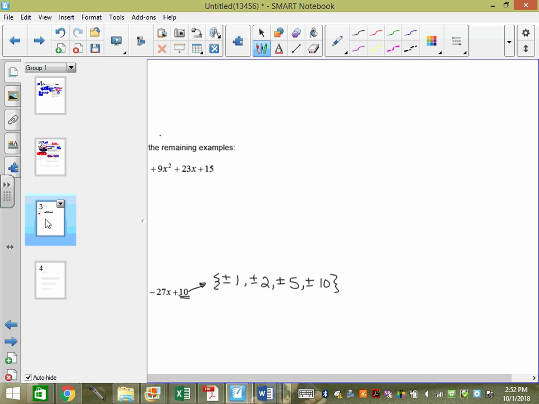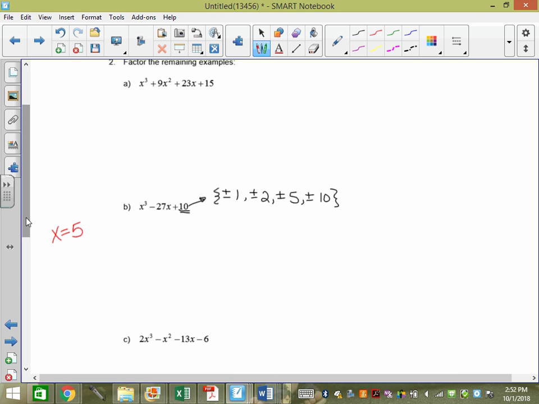So let's go back here. So 5 is the one that works, so we're going to pick it. Now I'm going to go 1, negative 27, and 10. I didn't write it for a reason. What do I need? What am I missing? Yes. For which one?